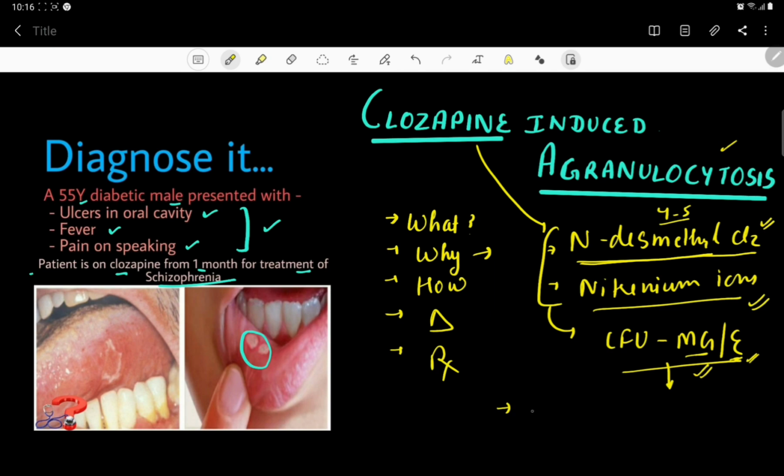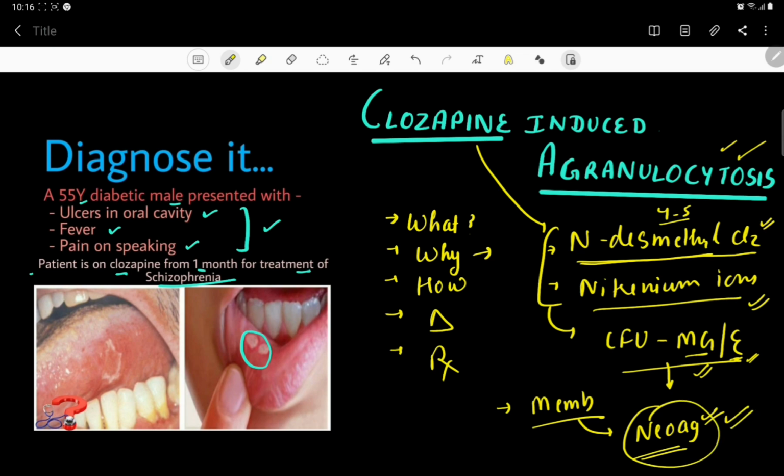These basically lead to alteration in the membrane of a granulocyte, and when the membrane is altered, some different kind of molecules are expressed over the membrane, and those molecules basically act as a neoantigen. And for those neoantigens, antibodies are formed, and when antibodies are formed, then they lead to destruction of the granulocytes. So when the granulocytes are destroyed, then this also leads to development of agranulocytosis.